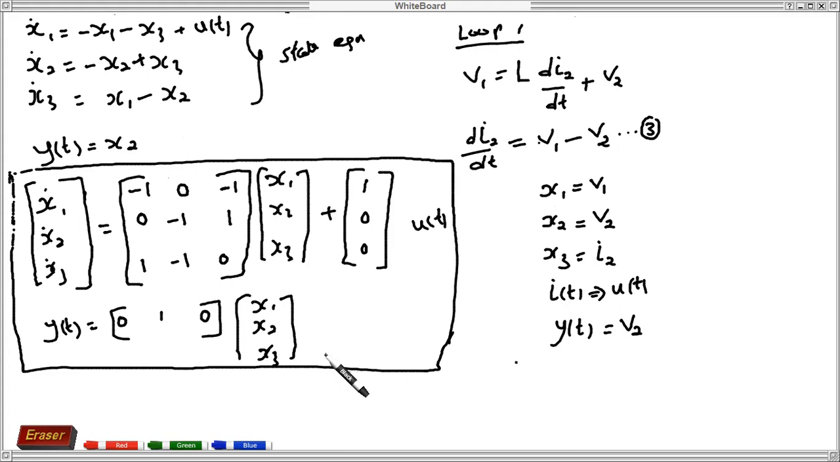Otherwise, thank you so much. Next, I will be looking at the different forms of representing state space models, the canonical standards of representing the state space model. Thank you.